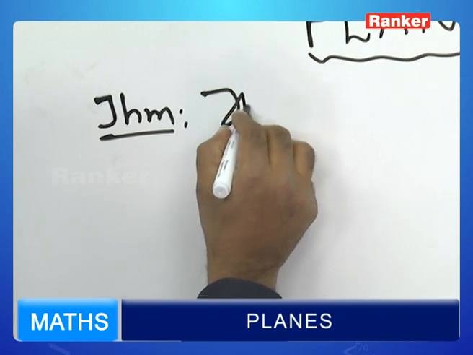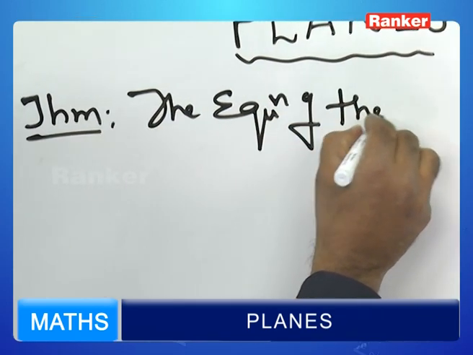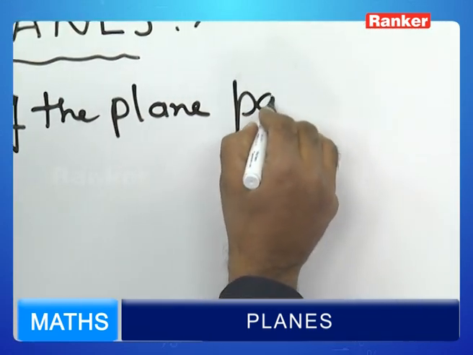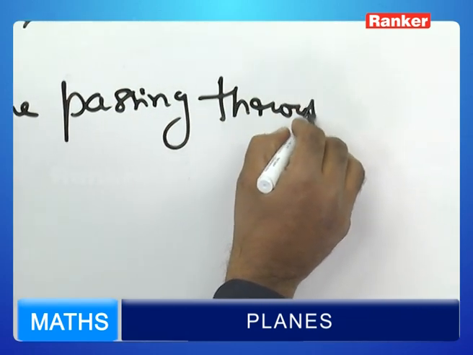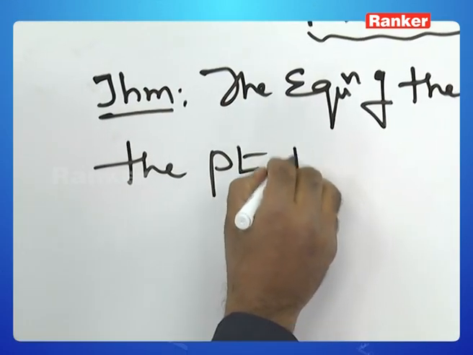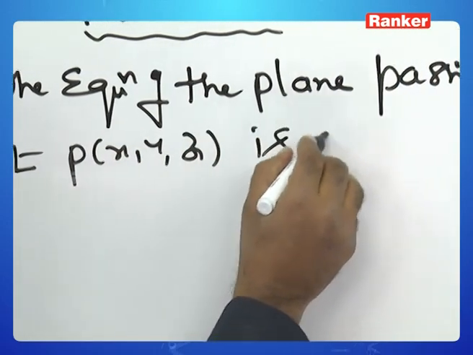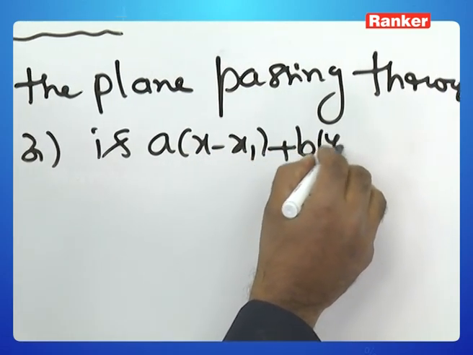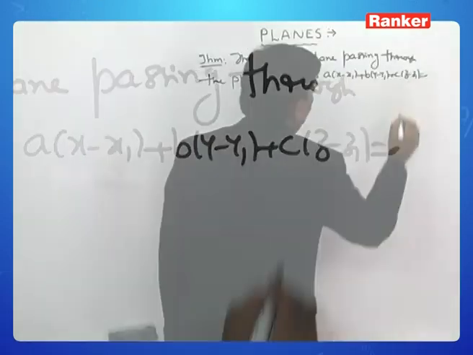The equation of the plane passing through the point P of x1, y1, z1 is a into x minus x1, b into y minus y1, c into z minus z1 is equal to 0.